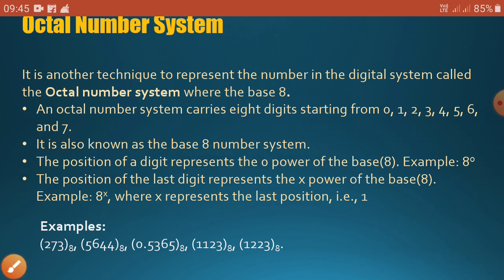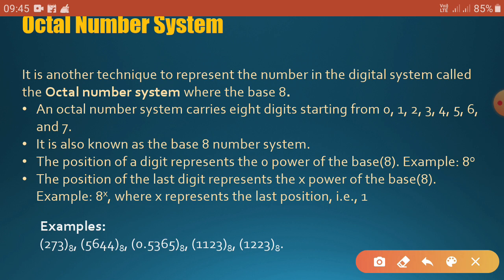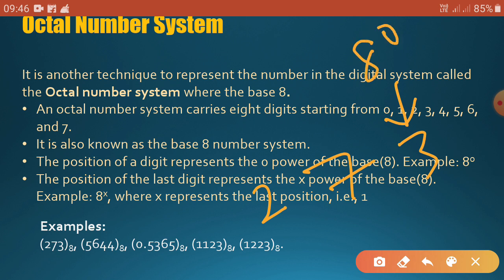Okay, so in the octal number system, if we write some octal numbers, here are the examples. Here the base is 8, so it is known as the octal number system. If we take the number 273, the position of this digit is 1, so its place value will be 8 to the power 0. Its place value will be 8 to the power 1, and its place value will be 8 to the power 2.